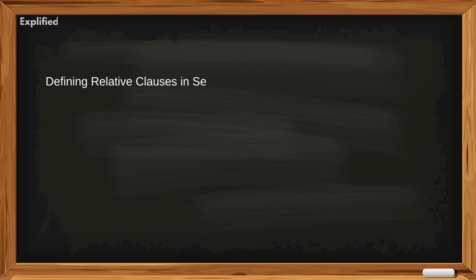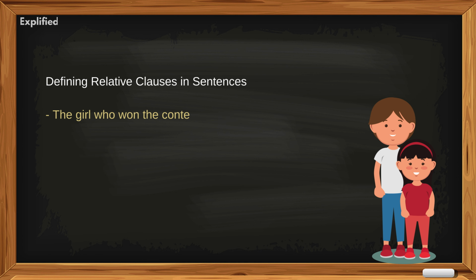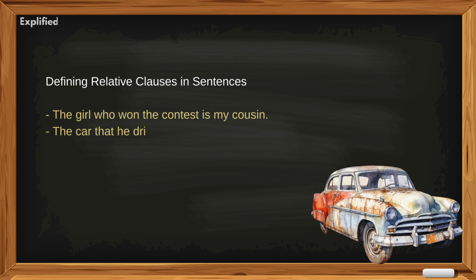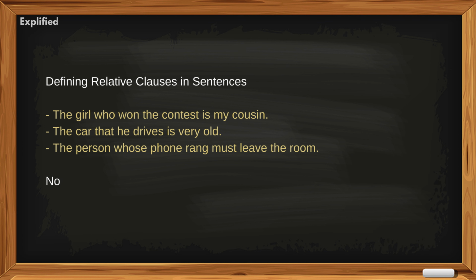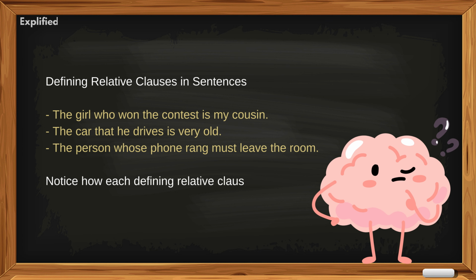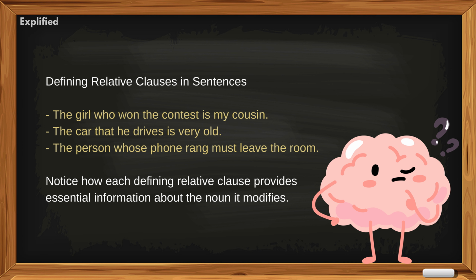Defining relative clauses in sentences. The girl who won the contest is my cousin. The car that he drives is very old. The person whose phone rang must leave the room. Notice how each defining relative clause provides essential information about the noun it modifies.